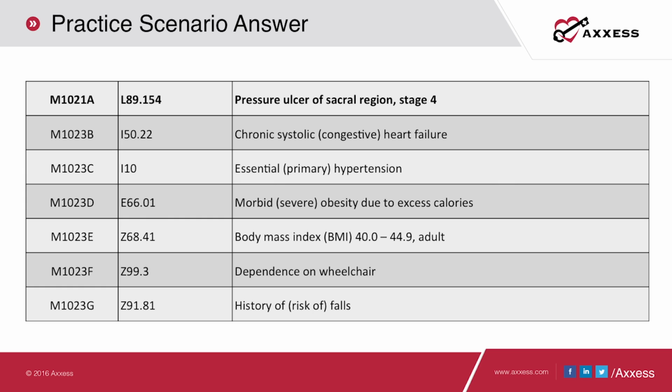for risk of falls. Two things: hypertension should be sequenced right after the heart failure code. There's guidance in that category that tells you to code the hypertension after. And then also your E66.01 code tells you to use additional code for the BMI, and so those two have to be sequenced together as well.